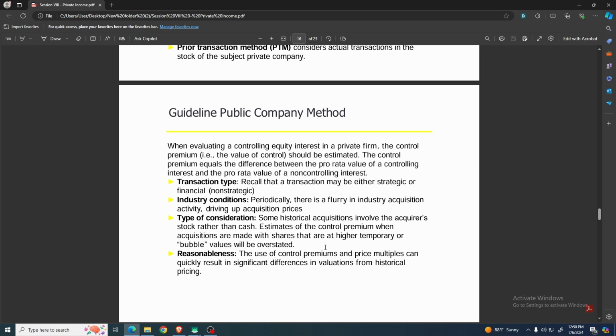And what would influence the control premium? So these are listed right here. So I will go through them one by one.